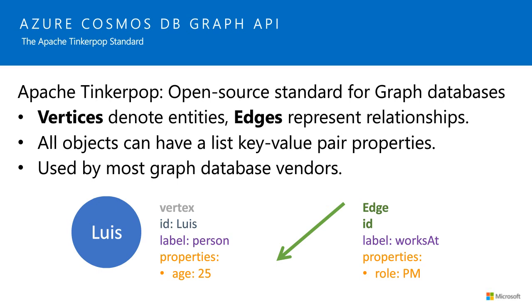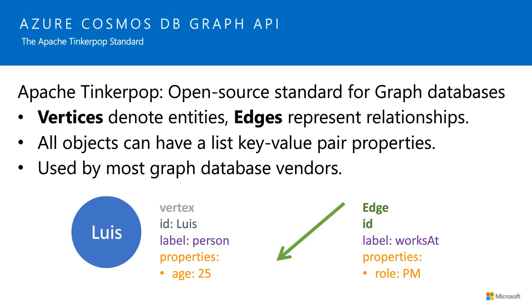So for example, a vertex can represent an element or an object inside of a graph. And in this case, I'm representing a vertex Luis with an ID Luis. It has a label. A label is a special property that just denotes the type of object that you are representing. So label, in this case, is person. And a list of properties, for example, age 25, is just some of the data that you can insert into this object. Then the edge represents a relationship between two objects.